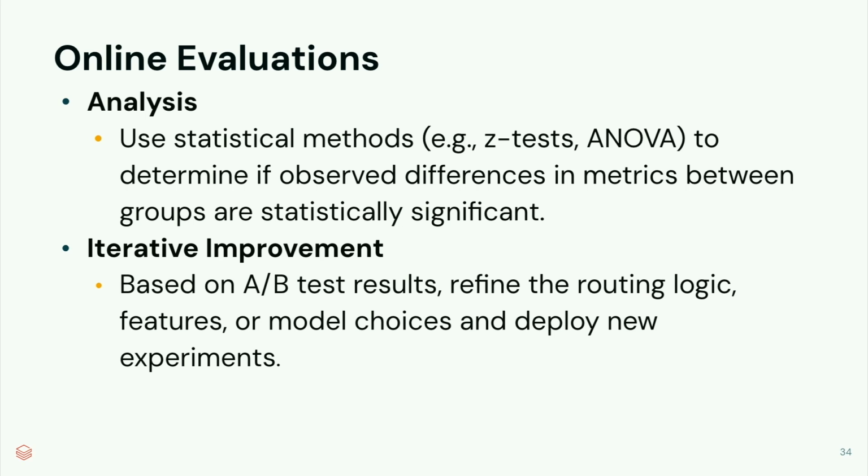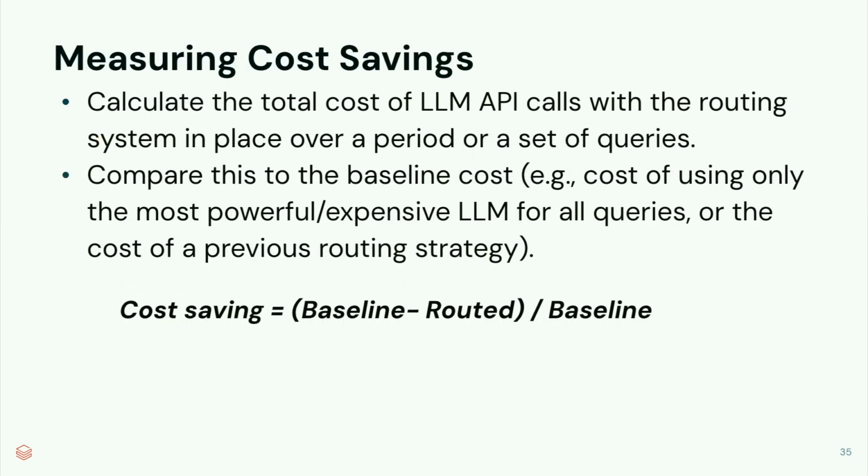Once we have set up the metrics, we use standard statistical methods to analyze how we are doing on this aspect, and iteratively improve on it using different routing logic, adding more features, maybe having more models, and deploy new experiments, and quantitatively understand how we can improve once the router is already launched.